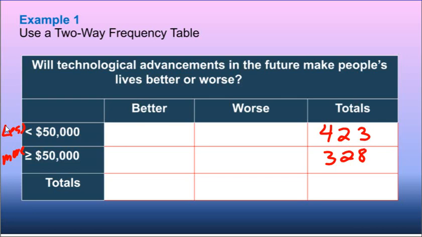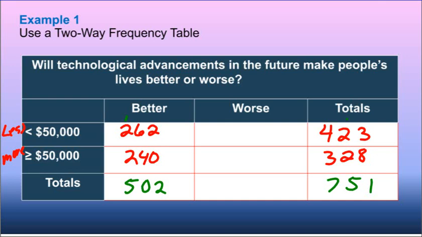The next part says, of those earning less than $50,000, 262 people thought that their lives would get better. So 262 would go here. And then it said that 240 of those who earned $50,000 or more thought the same. So 240 thought their lives would get better as well. Now we can fill in the rest of the boxes here. I can find the total who thought their lives would get better by adding straight down, and I get 502. And then going straight to totals, I can add the totals here. This will give us 751 total people took the survey.